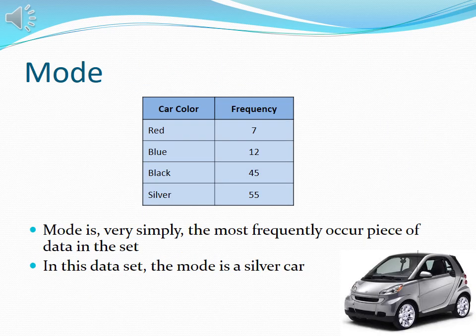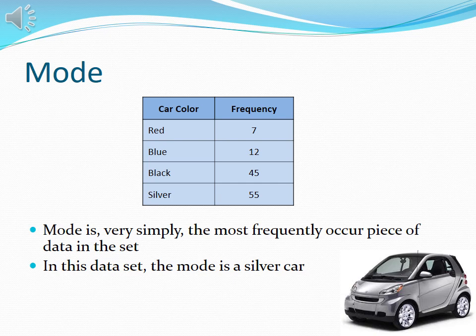All right, the third of the measures of central tendency that we'll discuss in this chapter is the mode. And this one's almost certainly the simplest. Essentially, what you're looking for is the one with the highest frequency. I provide a little table here of different car colors: red, blue, black, and silver. You can just look at the frequencies 7, 12, 45, and 55 and know that the most frequent one is silver. In this case, silver is the mode.